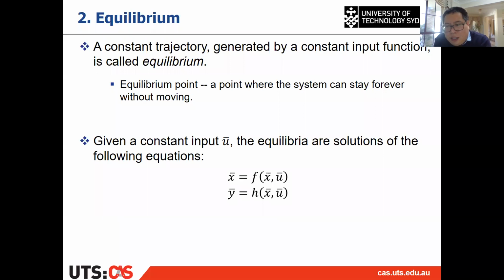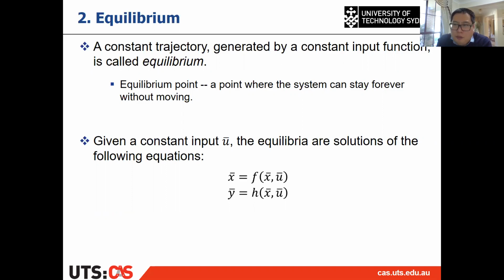Then a very important point is the equilibrium in the nonlinear discrete time system. Because the nonlinear system is too complicated to analyze directly, we will introduce equilibrium, and then we will do all the analysis on the equilibrium points. Then what is an equilibrium point for the nonlinear system? A constant trajectory generated by a constant input function is called an equilibrium.